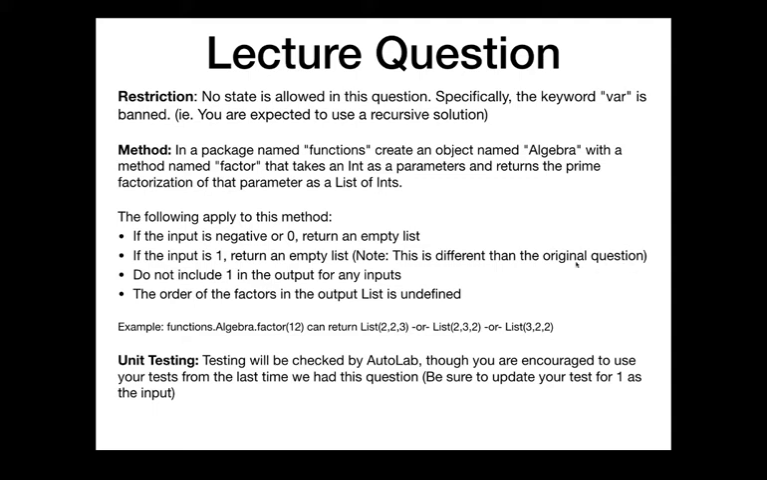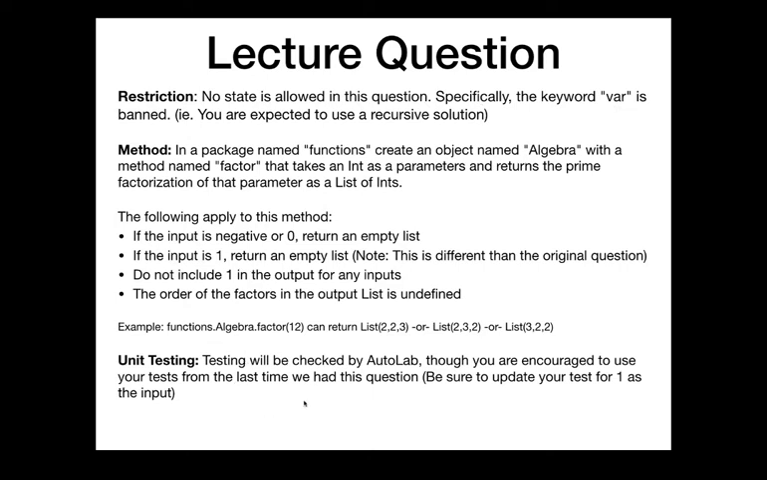I made one change since we originally saw this question. The input 1 returns an empty list now. In the original, it returned a list containing only the value 1. I'm not positive why I did that in the original question, but it makes more sense to revert that. Plus, it makes the recursion a little easier without having that. Otherwise, it's the same question, except, of course, no mutability, no var, with the intention of writing a recursive solution, by restricting var to push you towards that recursive solution.